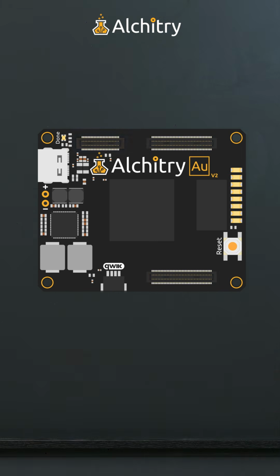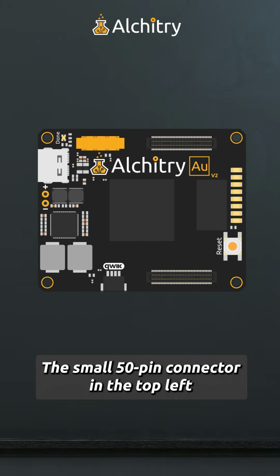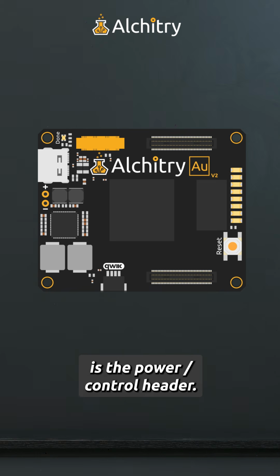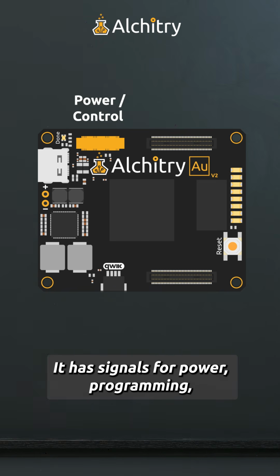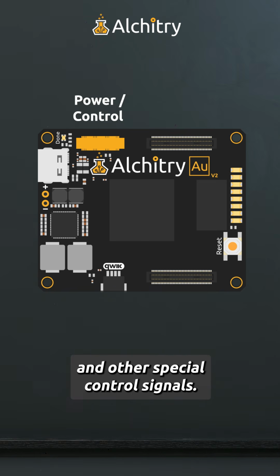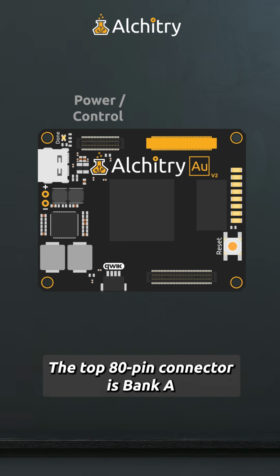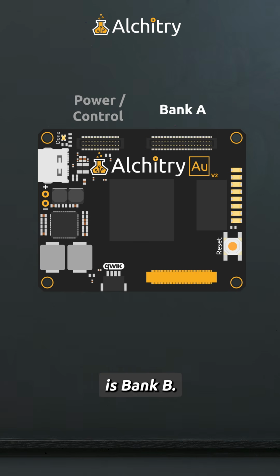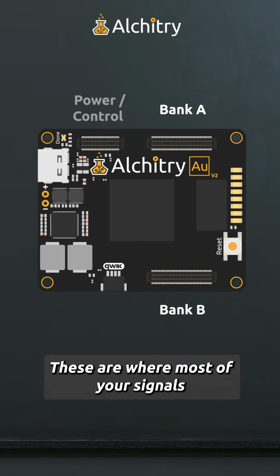Take a look at the AU. There are 3 connectors on it. The small 50-pin connector in the top left is the power/control header. It has signals for power, programming, and other special control signals. The top 80-pin connector is bank A, and the bottom 80-pin connector is bank B. These are where most of your signals are routed through.